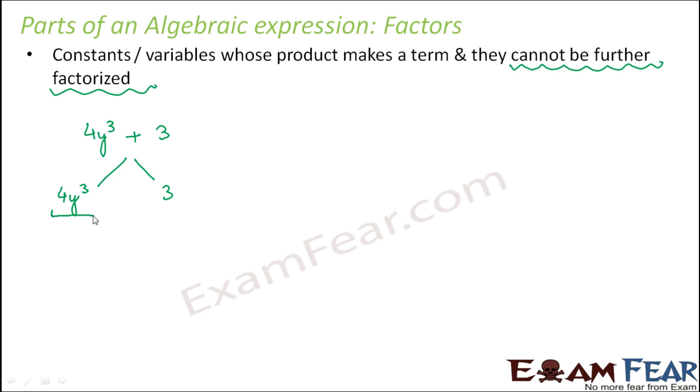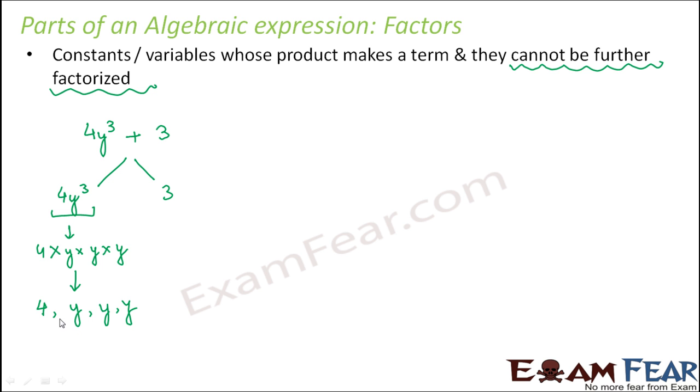Now let us see what each term is made up of. When you look at 4y cubed, how can you write it? The meaning of 4y cubed is 4 multiplied by y into y into y. So if you look at this term 4y cubed, what are the factors present in this term? The factors are 4, y, y, y. And they cannot be factorized further, because y cannot be further written as some other number multiplied by some other number.